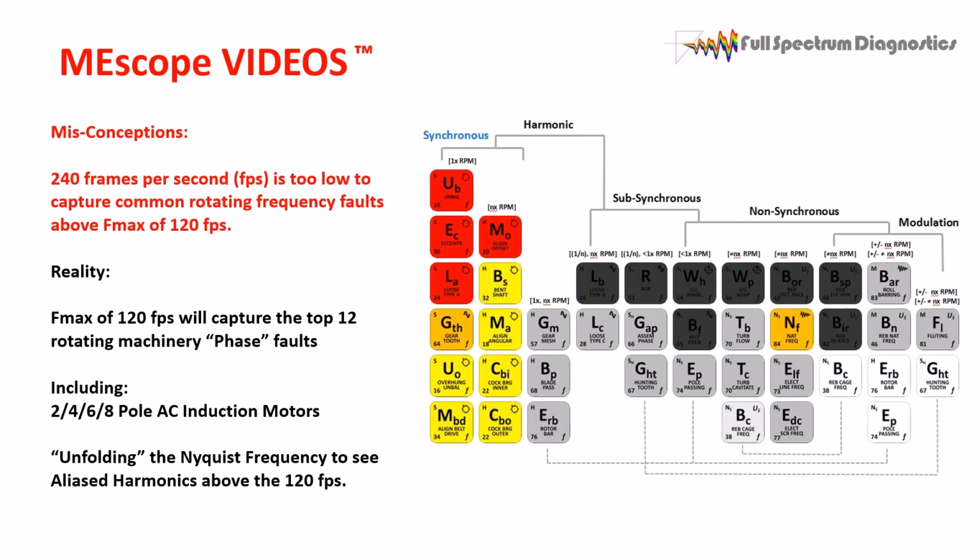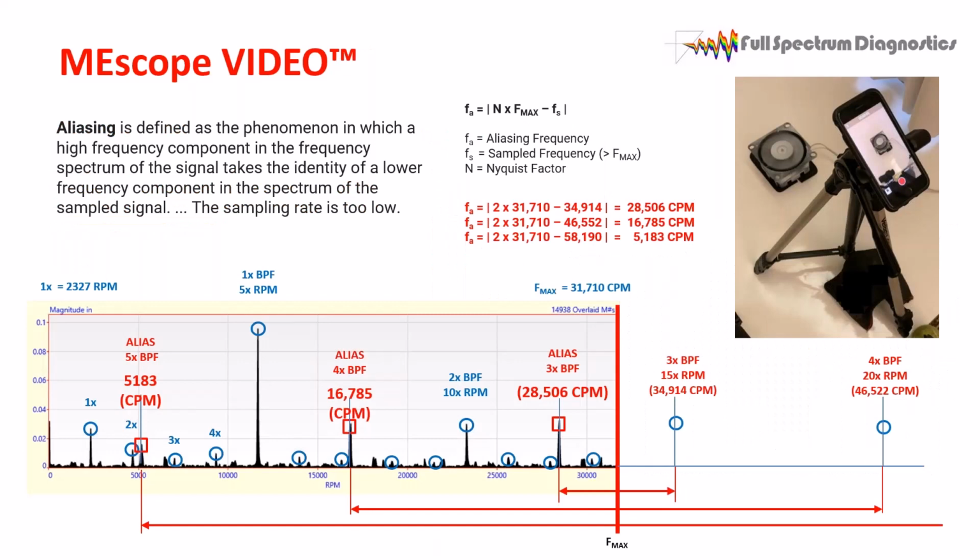So anyway, I have a plot here of the Nyquist frequency to see what I'm talking about, and we can unfold that frequency response. So I have my Fmax here at 31,710. I have a little formula that does this for me, makes it real easy. Our Fmax is a little different from this last application. This is from a little fan blower motor that was running at 2,327 RPM. Here's my 2,327.